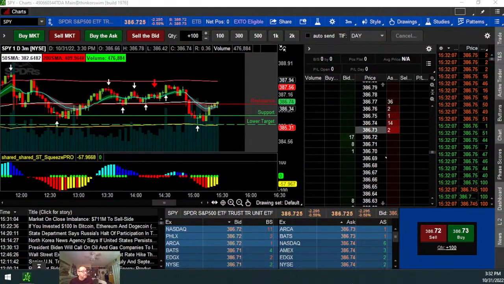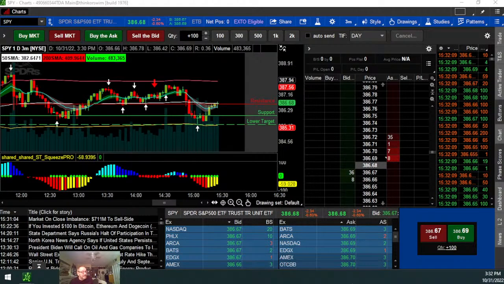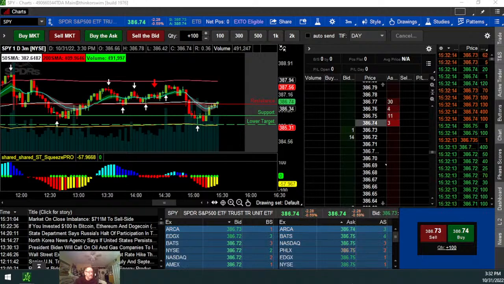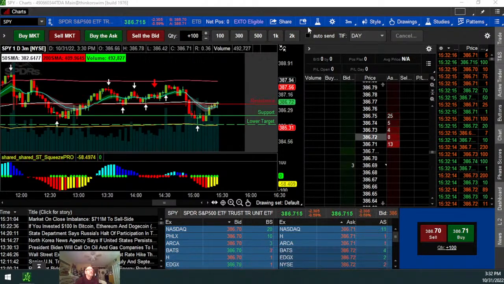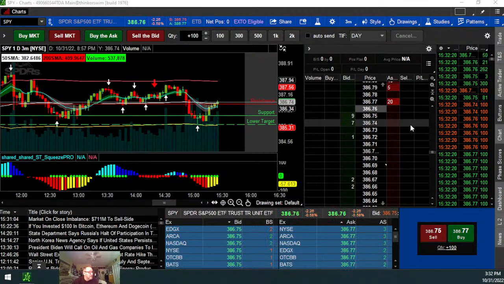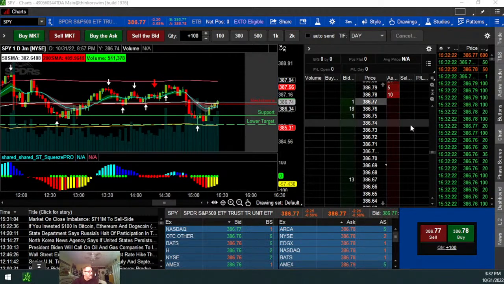There it goes. Broke the resistance. If we can get through over 386.75, it will go to 387. Okay. We'll go to 387. We can break. There it goes. There it goes, folks. All right. There you go.